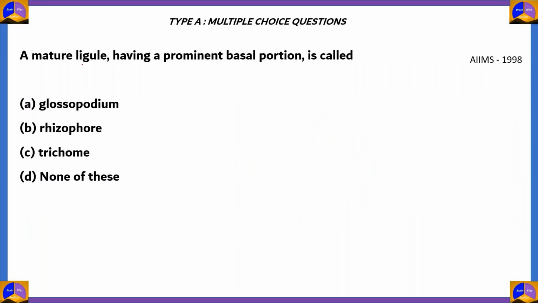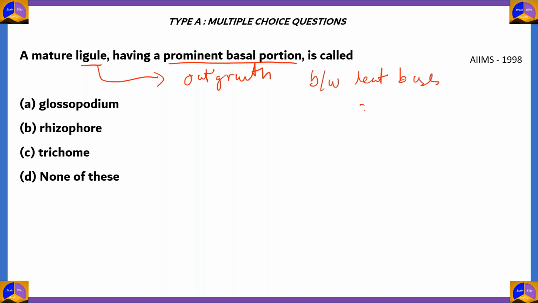A mature ligule having a prominent basal portion is known as A. Glossopodium, B. Rhizophore, C. Trichome, and D. None of the above. So a ligule is an outgrowth between the leaf base and lamina. Now we should find out which of these terms refers to the same description.